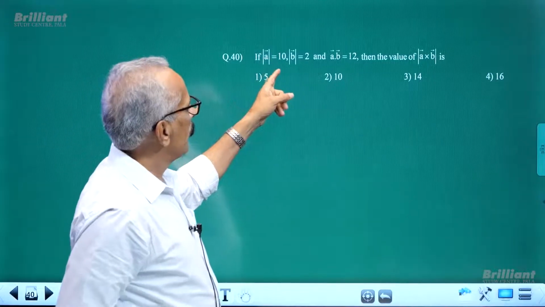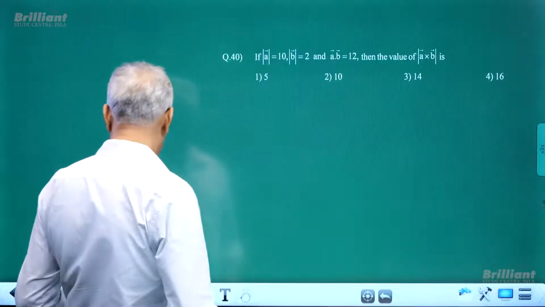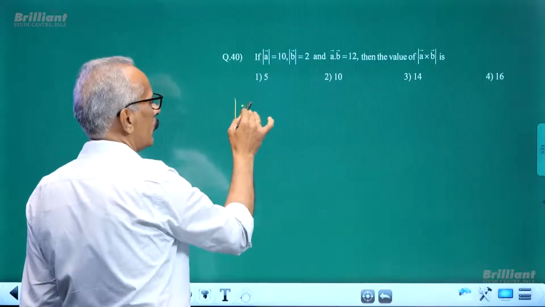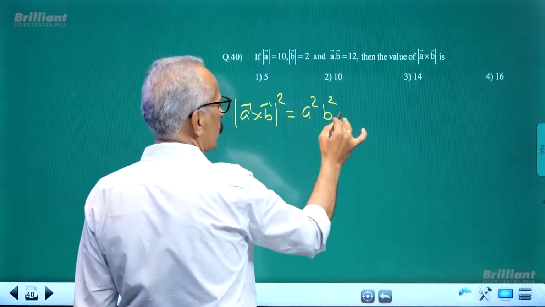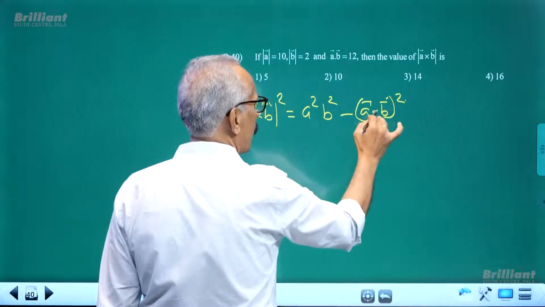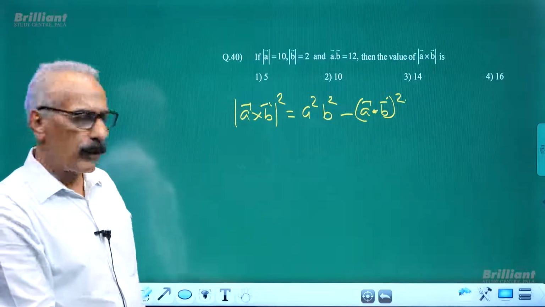Modulus of A is 10. Modulus of B is 2, A dot B is 12. Modulus of A cross B. What's the formula? Modulus of A cross B the whole square equals A square B square minus A dot B the whole square. Don't forget this formula. It's a relationship between modulus of A cross B and A dot B.